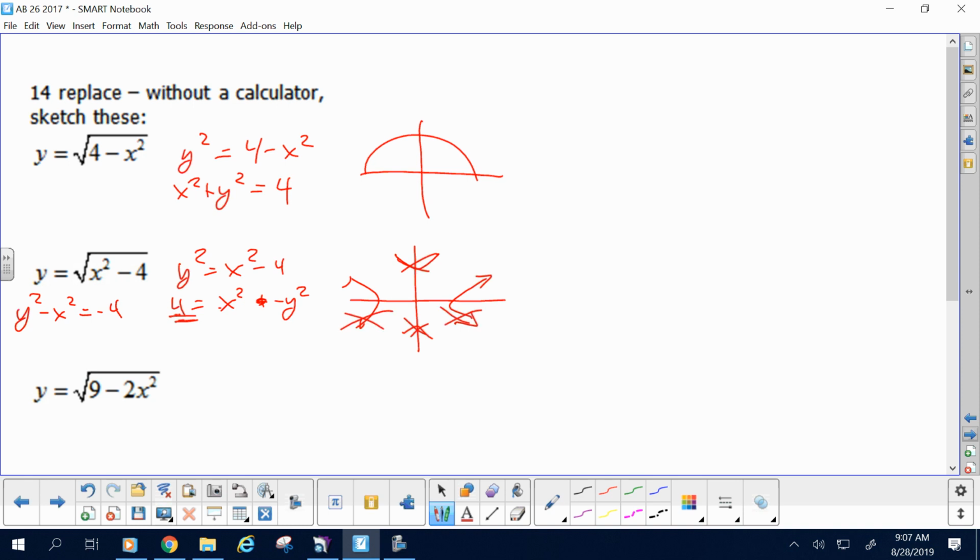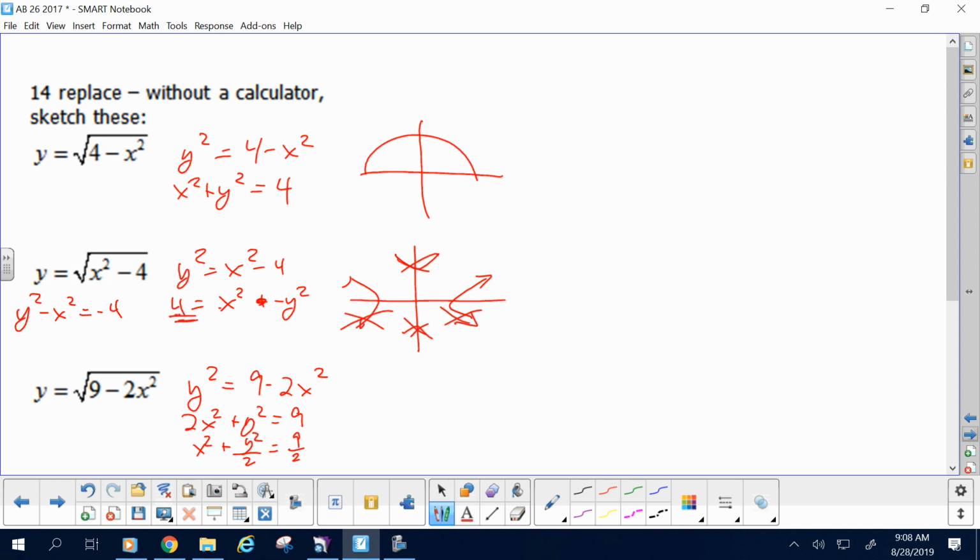Top half. So it's too low. Going out. This guy, when you square it, y squared equals 9 minus 2x squared. 2x squared plus y squared equals 9. I definitely didn't try and make this pretty. X squared plus y squared over 2 equals 9 halves.